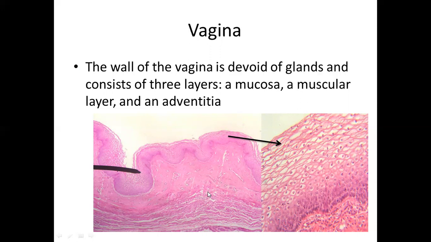On the low magnified image, which is on the left side of this micrograph in this slide, the student can confuse vagina with esophagus because it is again lined by stratified squamous non-keratinized epithelium, but you have to understand that in esophagus there is a very well developed muscularis mucosae, which is not the case in vagina.